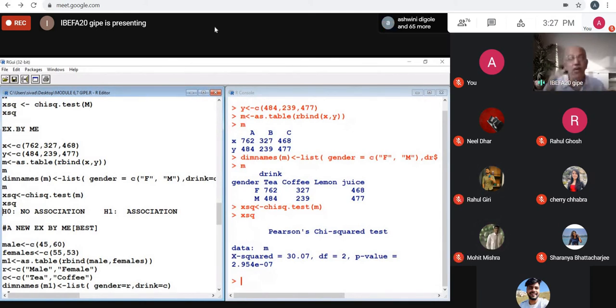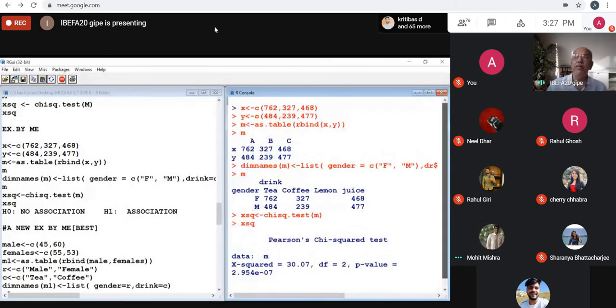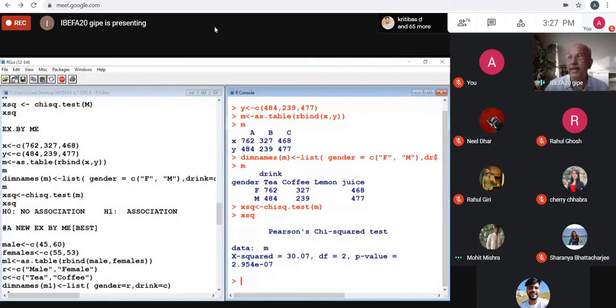How many of you follow the chi-square test? We follow, sir. Which means we have learned two different procedures of testing of hypothesis. One for quantitative data, the other for count data.